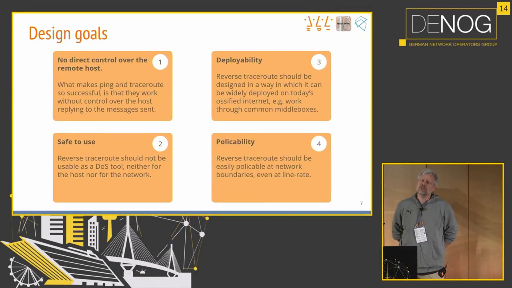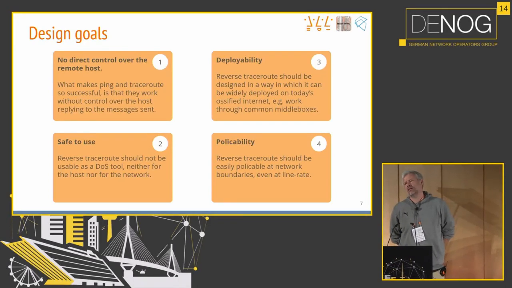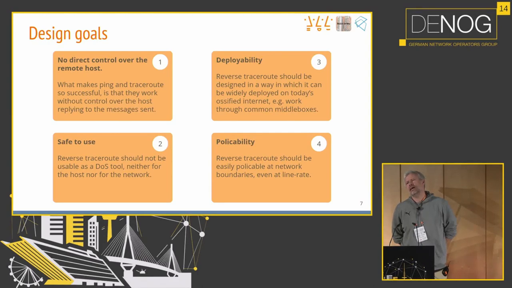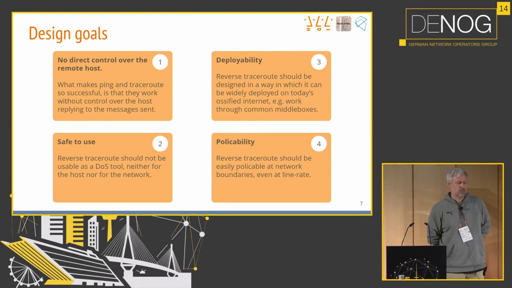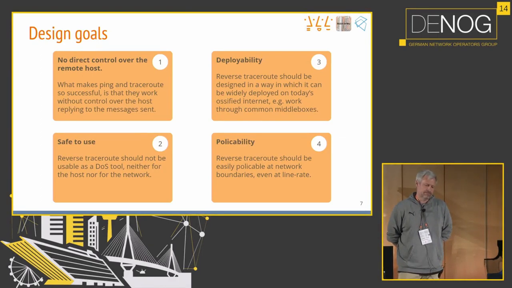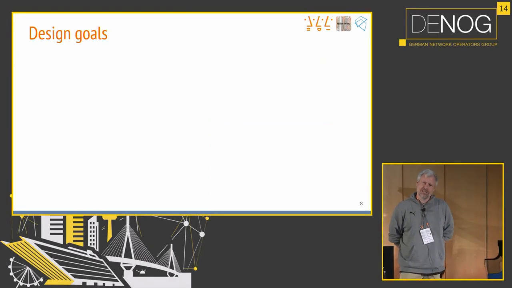And it should be policeable. And I thought this is important for you folks in particular, because you want to control what's going into your network, what leaves your network, and you might want to switch this off. So there should be something in the header that makes it easily identifiable as being part of a reverse traceroute. That should be something that's important to us. Not done yet.